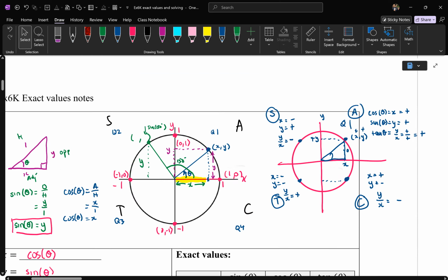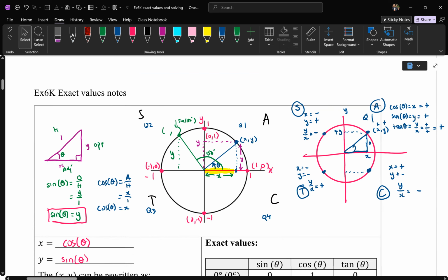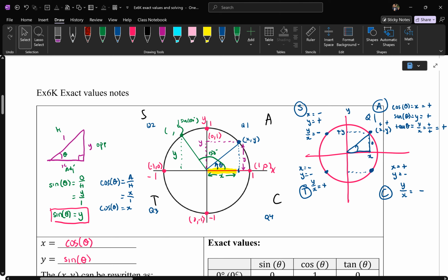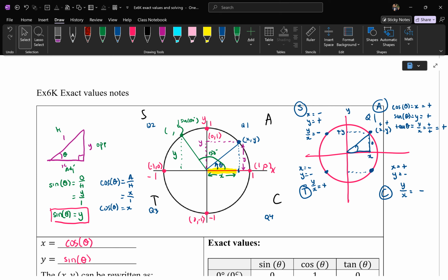And so if I zoom out, this is what I wanted you to understand. ASTC, what x and y actually represent. So x represents cos, y represents sine, and what was tan? Tan was the gradient, or y over x. So far, so good? Okay, so that's a reminder of 6i.